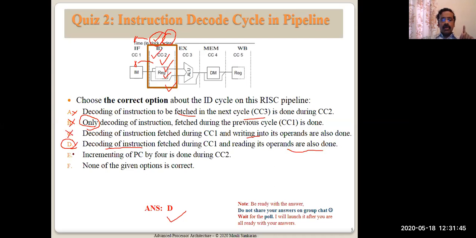And this is wrong because incrementing of PC by 4 is not done here. Only the register set is available. Adder is not here. The adder circuit is dedicated. The adder circuit is in the fetch stage, and we need to increment PC in that cycle itself so that the next instruction will be fetched in the next cycle. You should be ready with the new PC value, program counter value. So you cannot wait for the next stage to increment it. So that is also wrong. So D is the right answer. Okay.